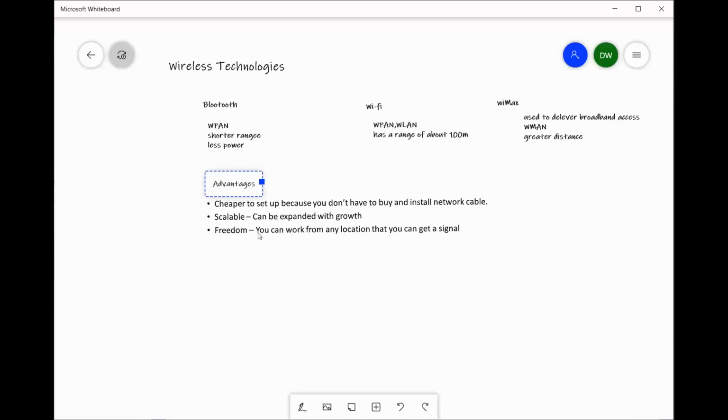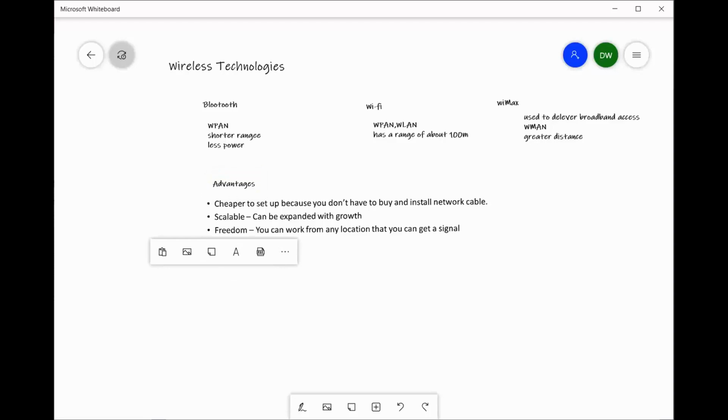And the other advantage is, wherever you are, you can work easily, even while traveling. You can easily connect to any network if you have wireless access.